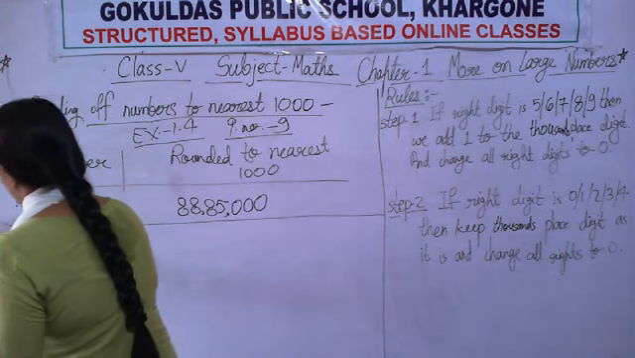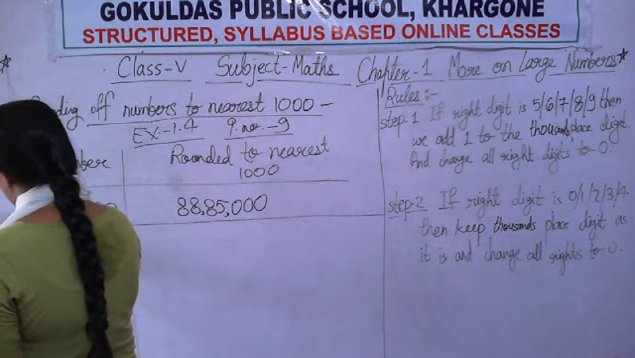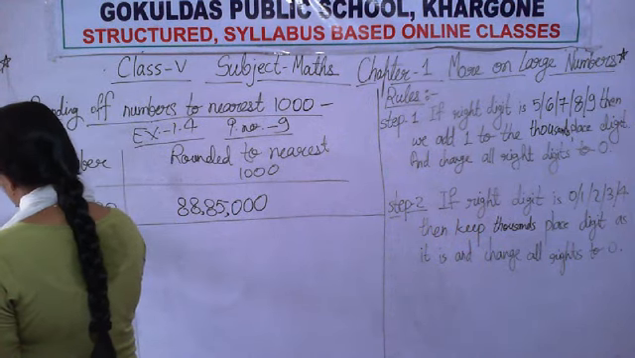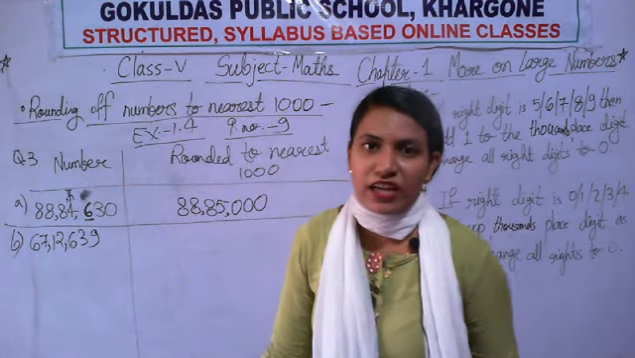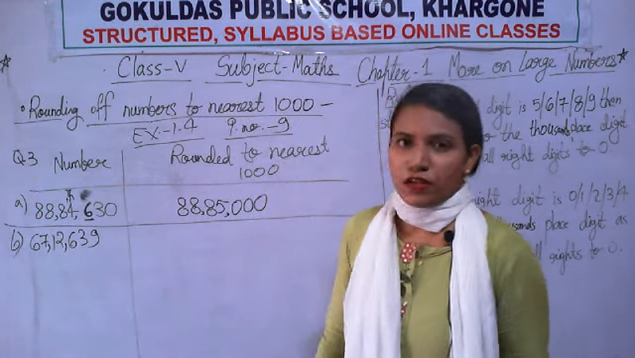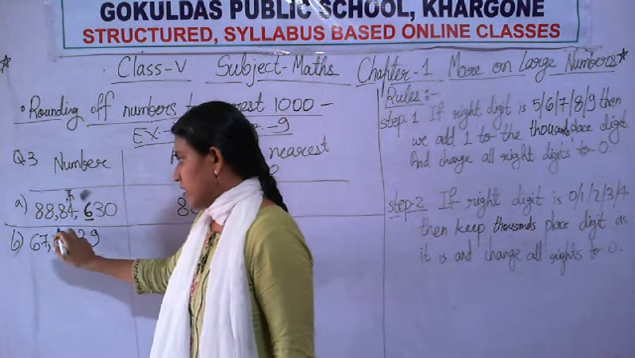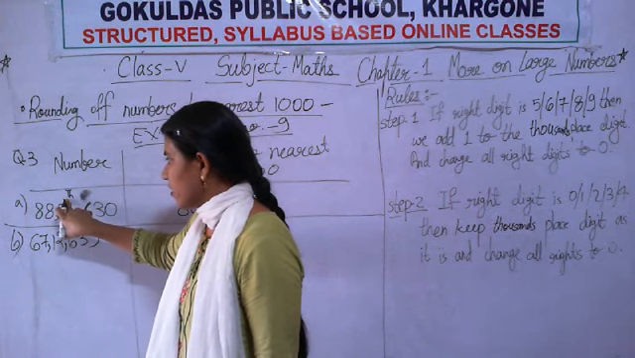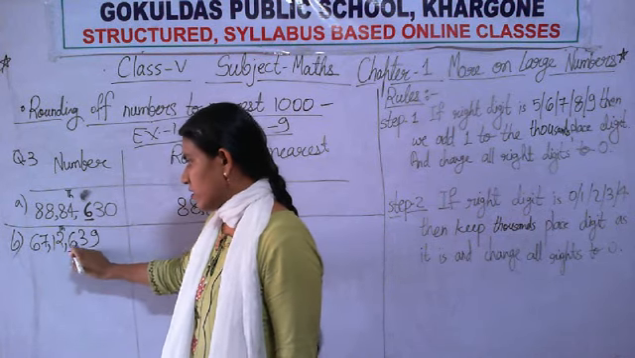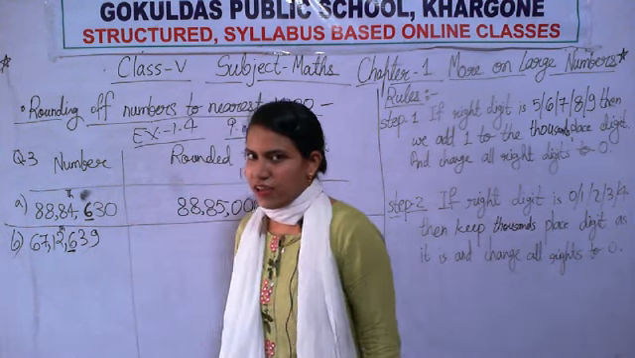Okay, let's take part B. The given number is 67,12,639. You want to round off this number to the nearest 1000. Which digit will you check? 2 is at the thousands place. You will check just the right digit, and at just the right place, 6 is there.